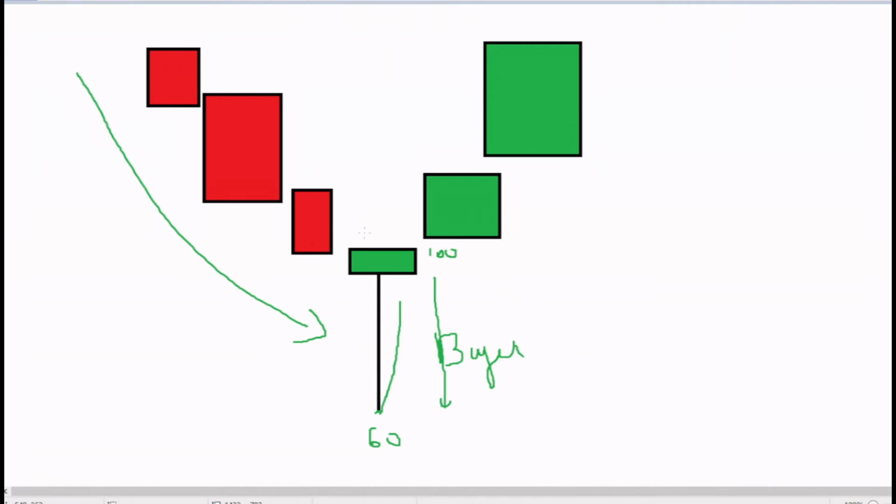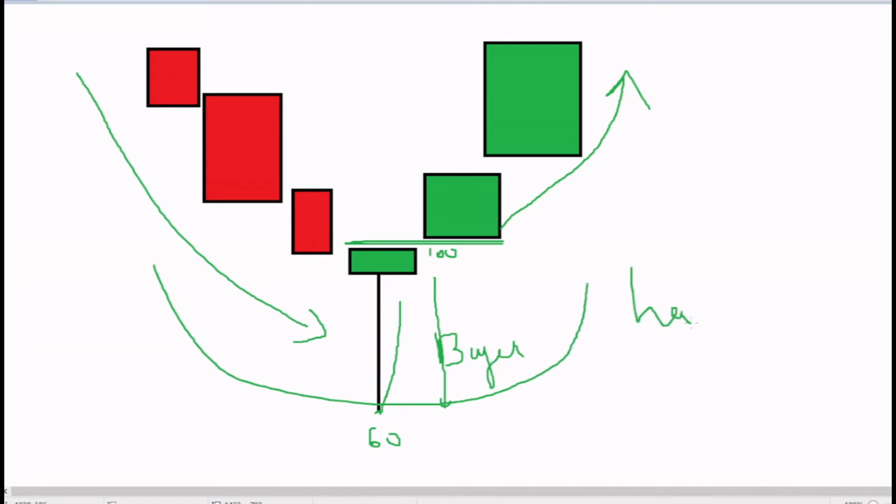Now, how do you trade it? You trade it by buying the stock above this particular level. Once you see that a hammer has occurred, we enter above the head of the candle. The price tends to go in an upward direction. This kind of candle formation is called a hammer candle.